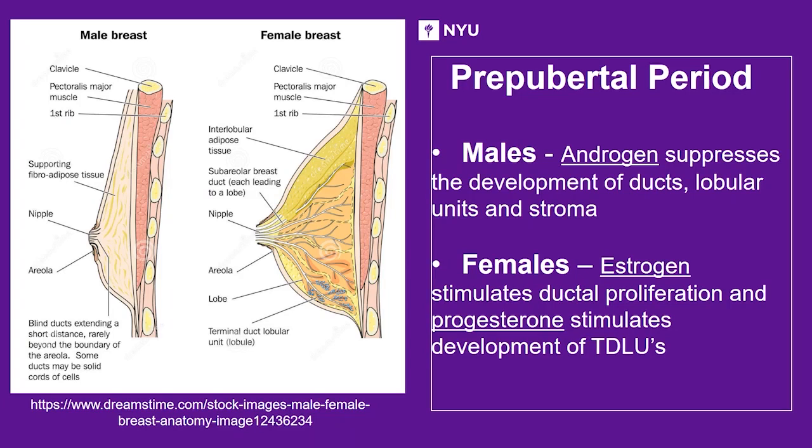So let's go ahead and get started and first talk about the difference in the anatomy between the male and female breast. As you can see from the images on the left, overall in the female breast there is stimulation of the ducts, and progesterone in particular stimulates the development of terminal ductal lobular units, whereas in the male breast there's androgen suppression, so you don't have development of ducts, lobular units, and stroma.